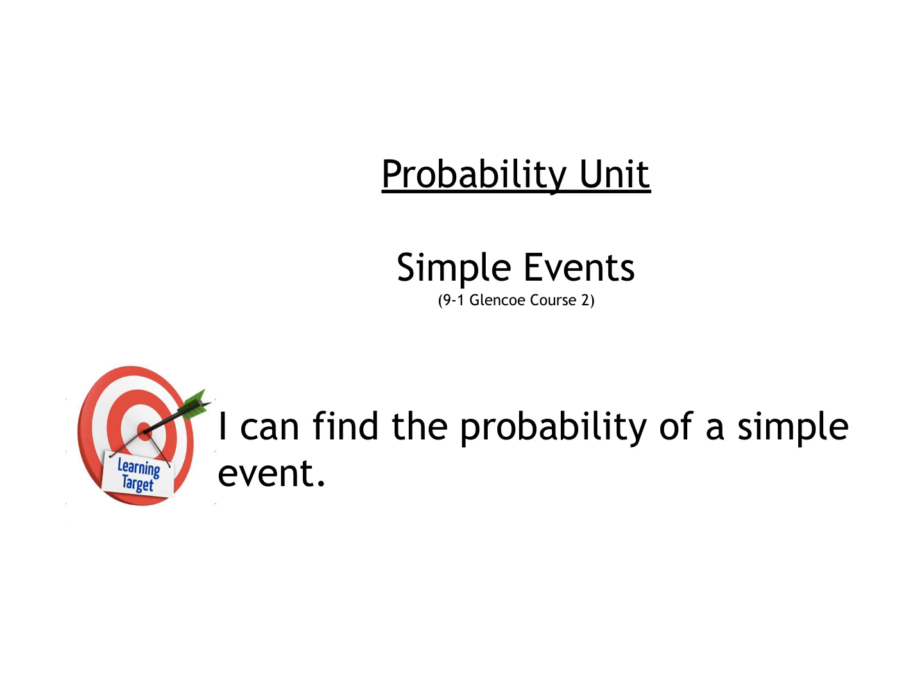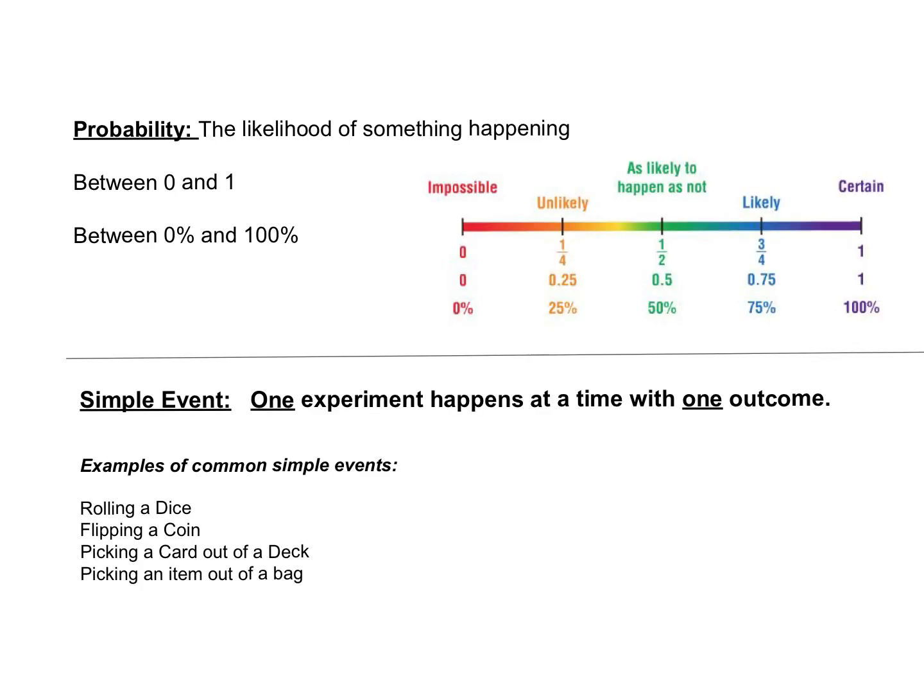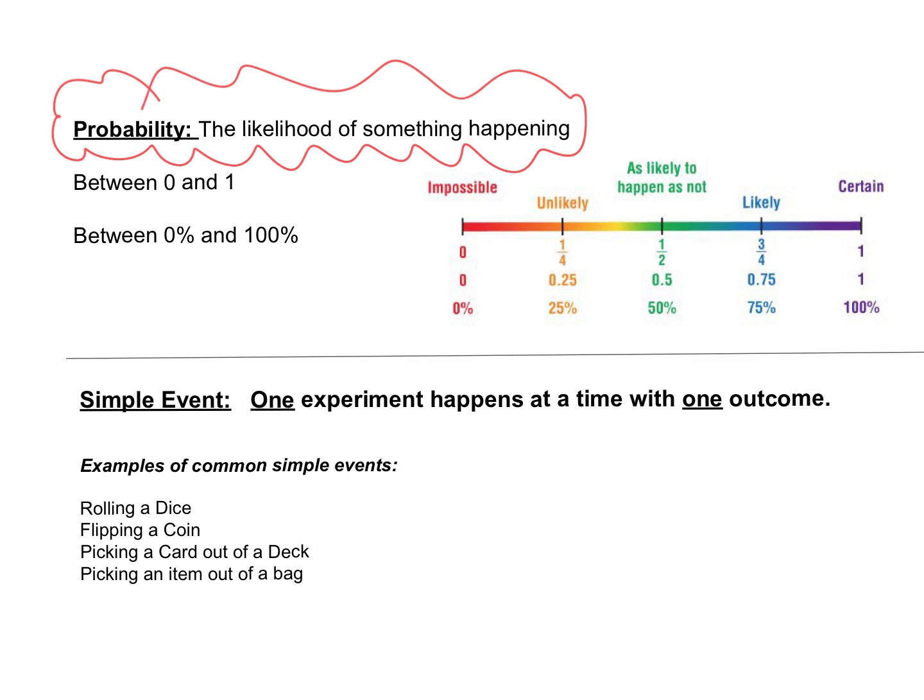Hello, this video begins our probability unit and it is on simple events. So probability is the likelihood of something happening. That's an important word that you want to have written down and circled and highlighted. Probability is always between 0 and 1 or 0% and 100% because we can always convert decimals or fractions into percent.